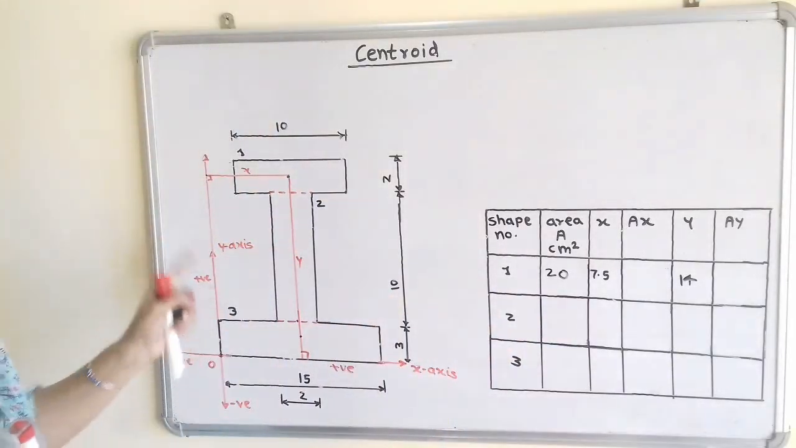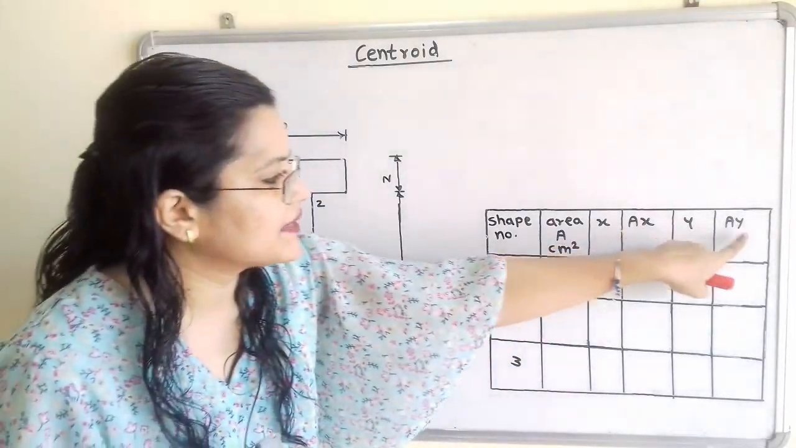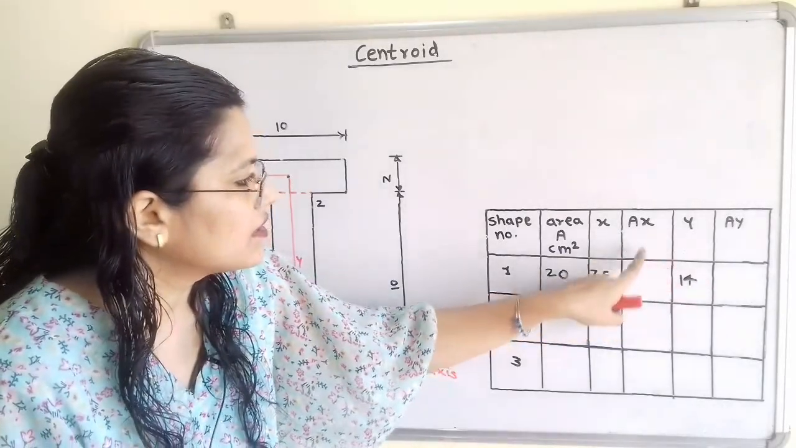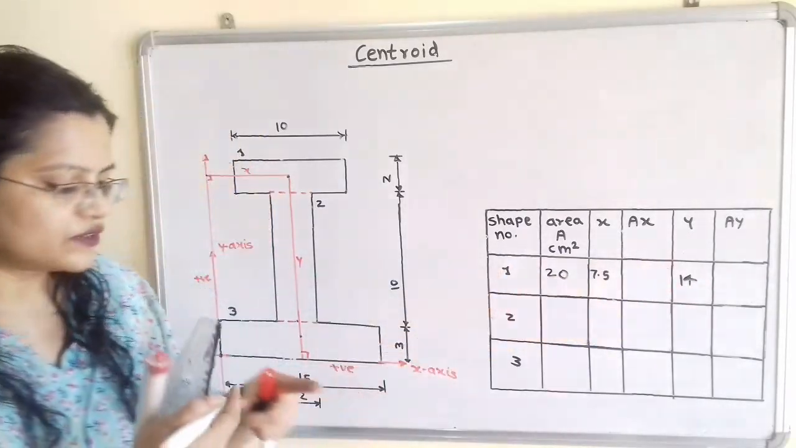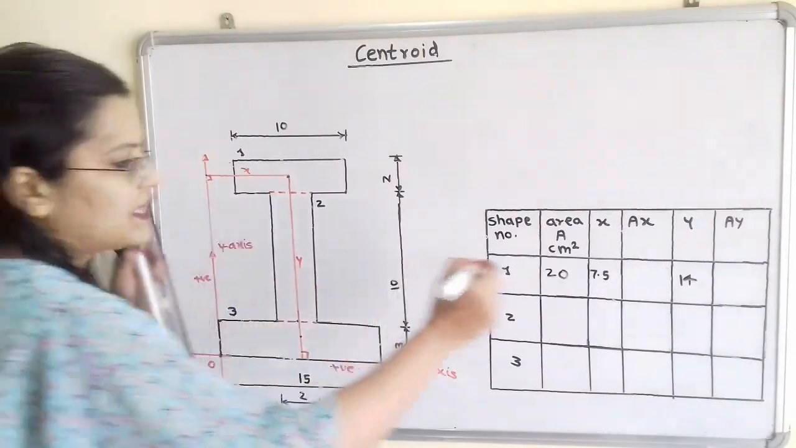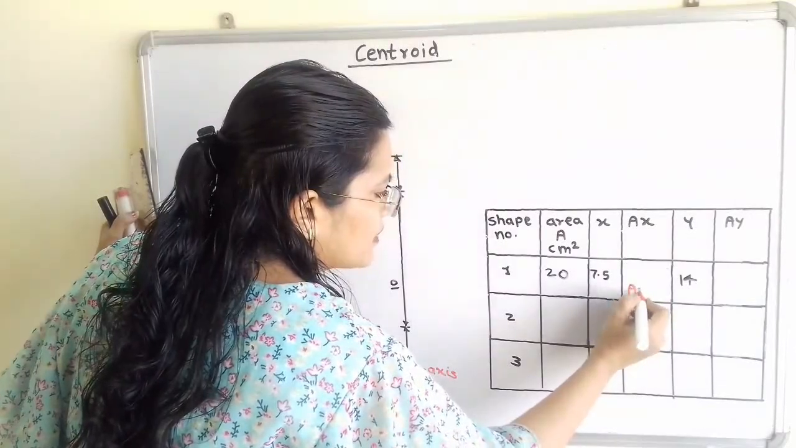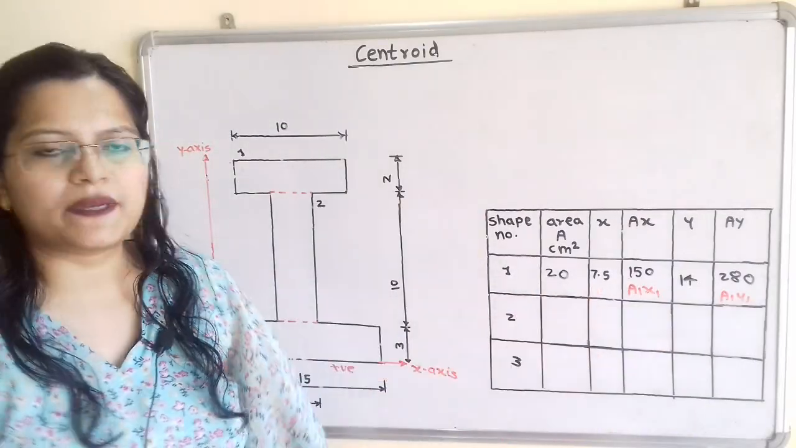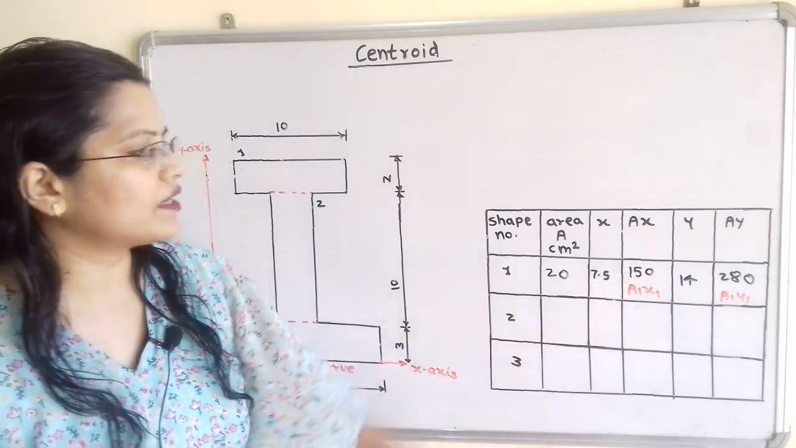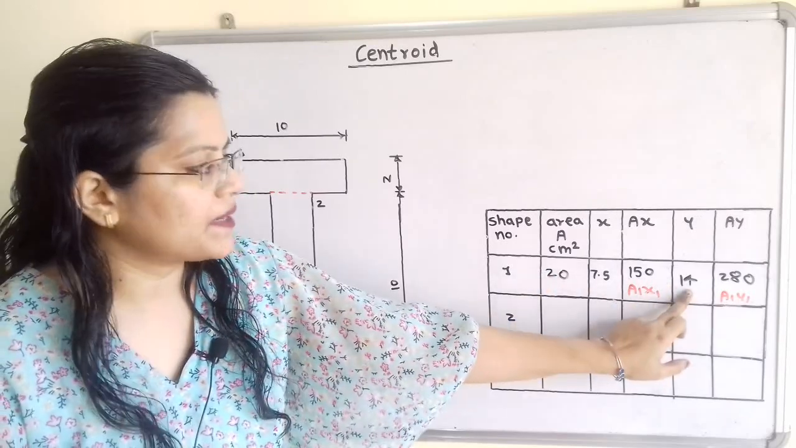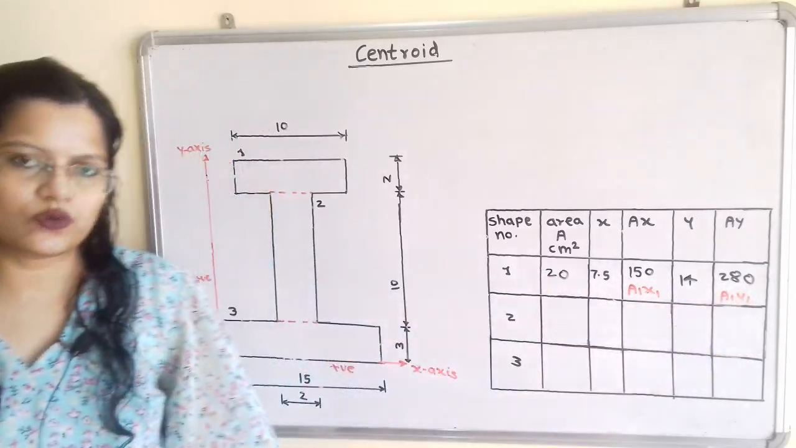Now we have to find out ax as well as ay. So these are the values for the shape number 1. So we can say that these are the values known as a1 x1 as well as a1 y1. a1 x1 is equal to 20 multiplied by 7.5 is equal to 150, and a1 y1 is equal to 20 multiplied by 14, which is equal to 280.